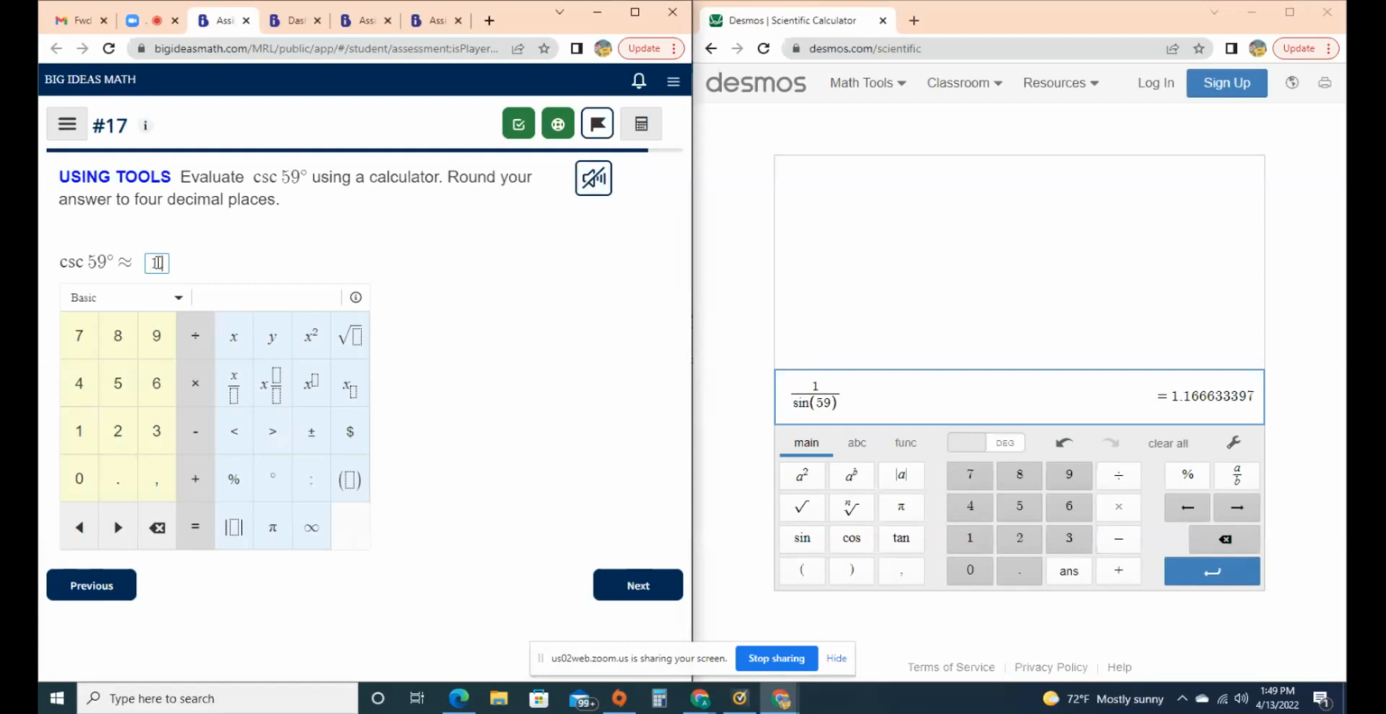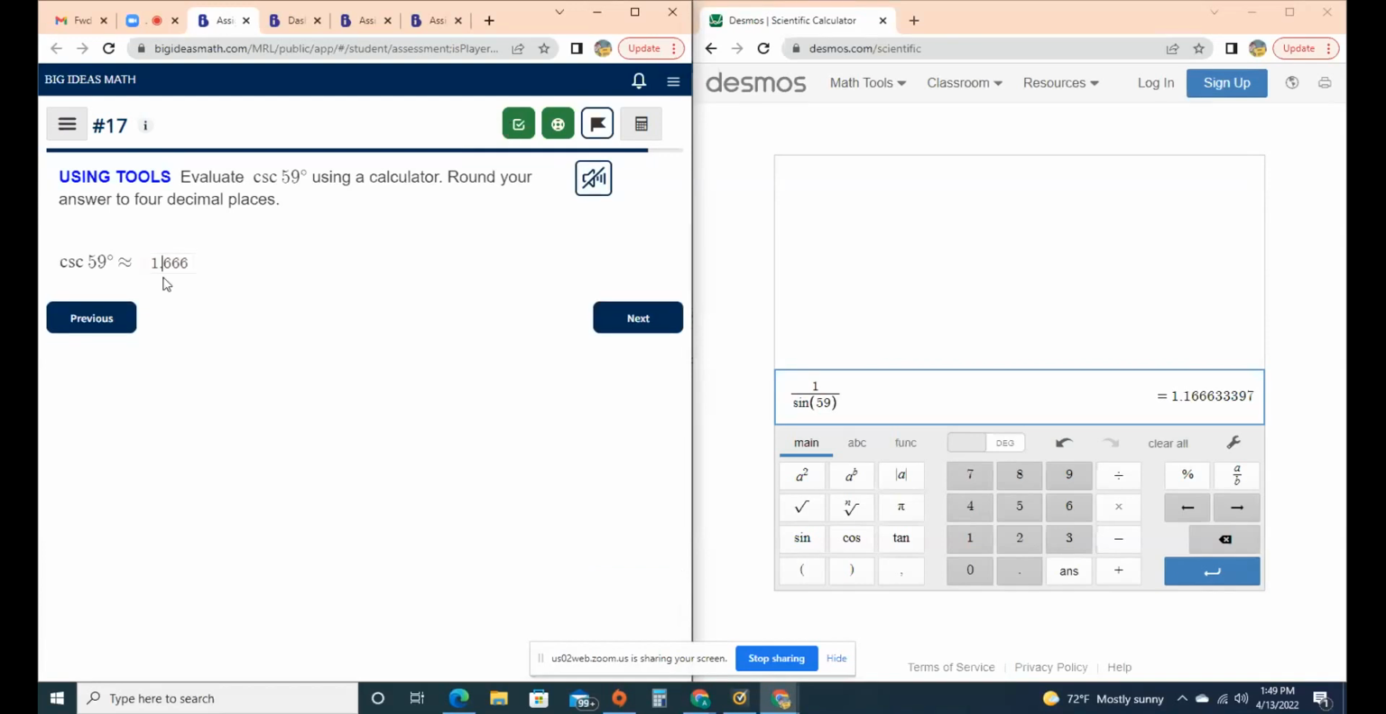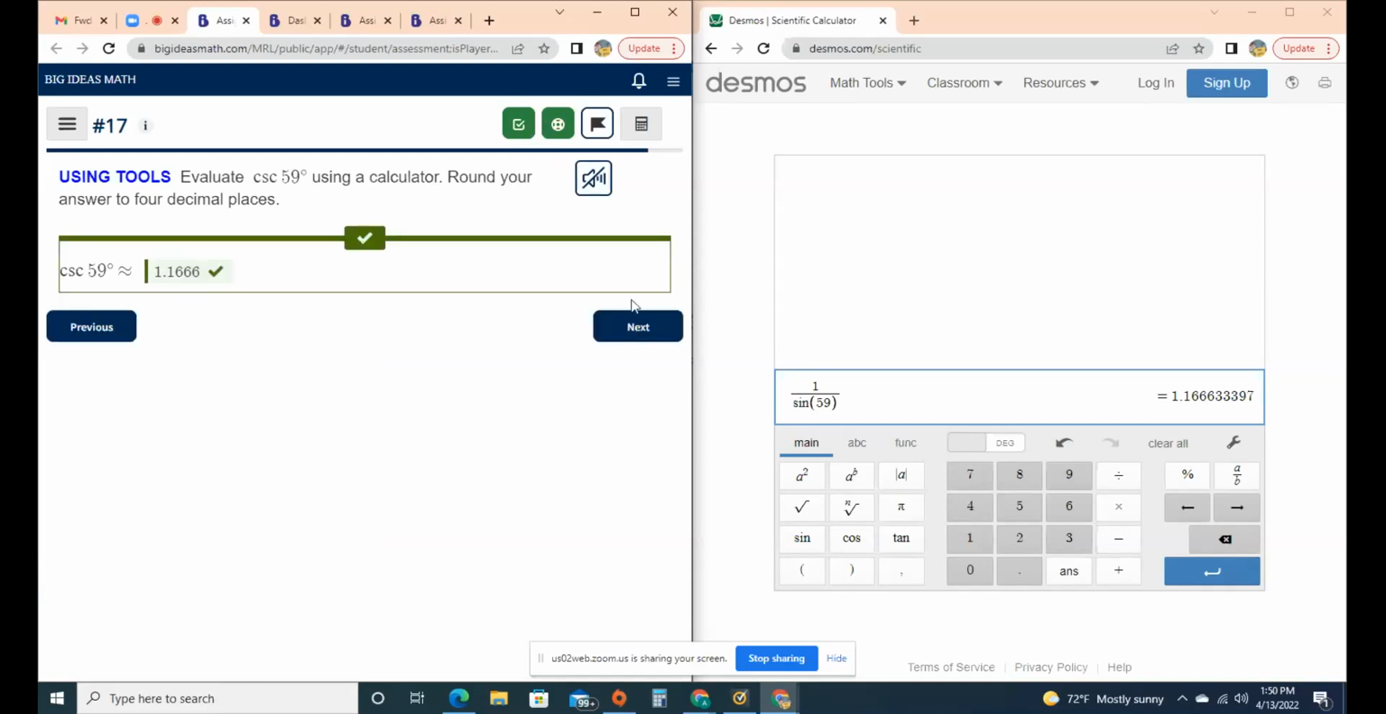So 1.166, and then you look at that third 6, and the number next to it is a 3, so it stays like that. Oh, I didn't put the 1 in. You still need that third 6. There you go. Cool.